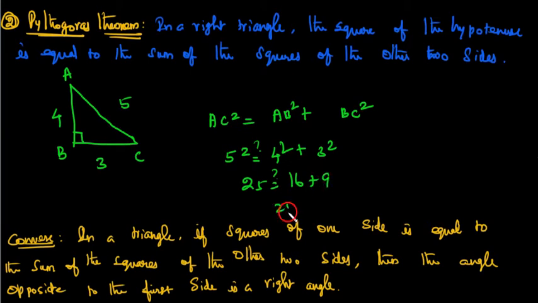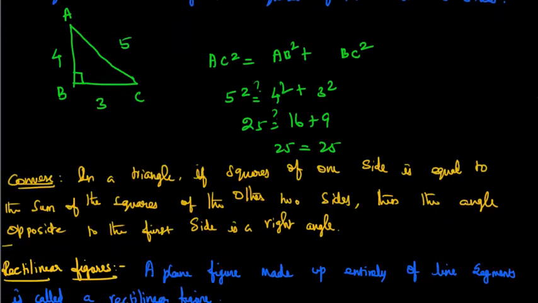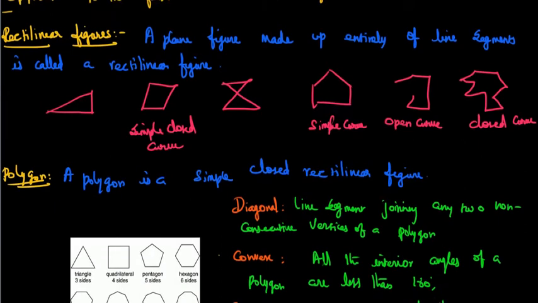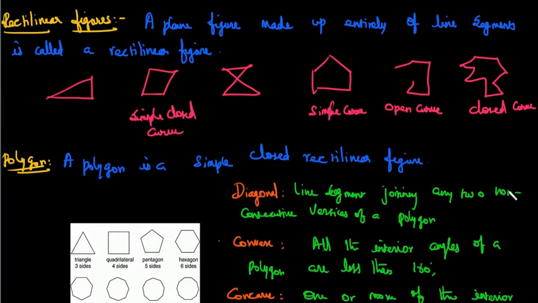So 25 is equal to 25. That means this triangle is a right angle triangle because it satisfies this equation. So this is the converse, so we can use the converse theorem. So we are going to learn rectilinear figures also.